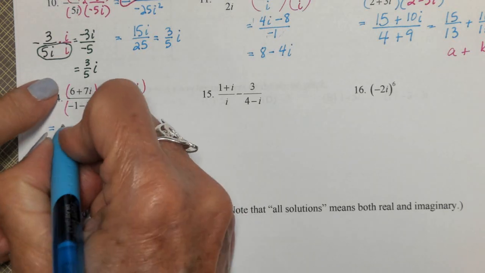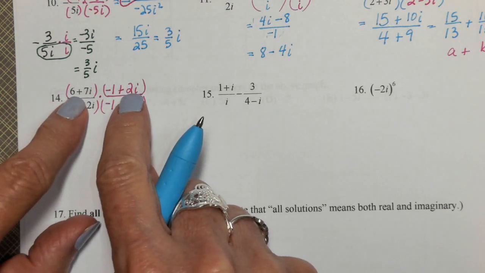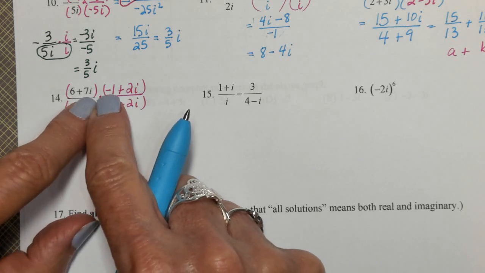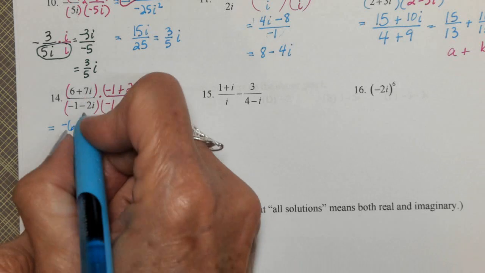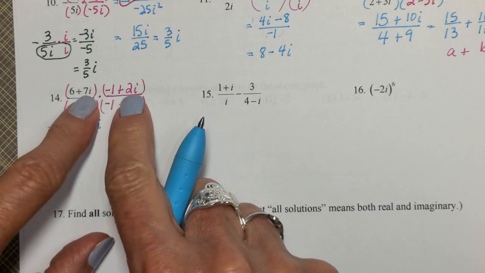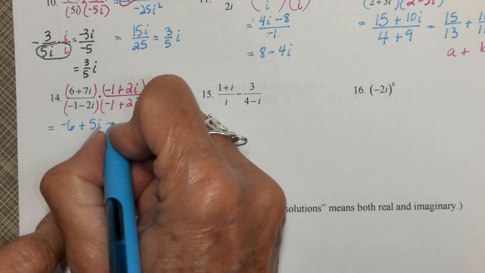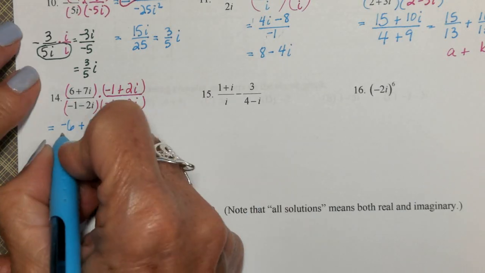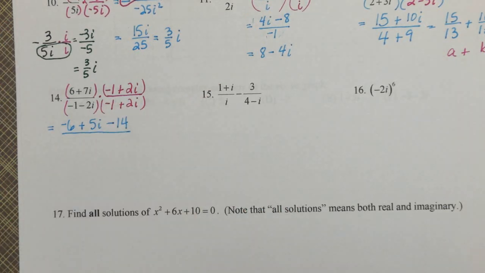Up on top, we've got to FOIL this out this time. 6 times negative 1 is negative 6. Here's a 12i minus 7i. 12i minus 7i is 5i. And then you have a 14i squared. 14i squared will be a negative 14. Got our top done with.